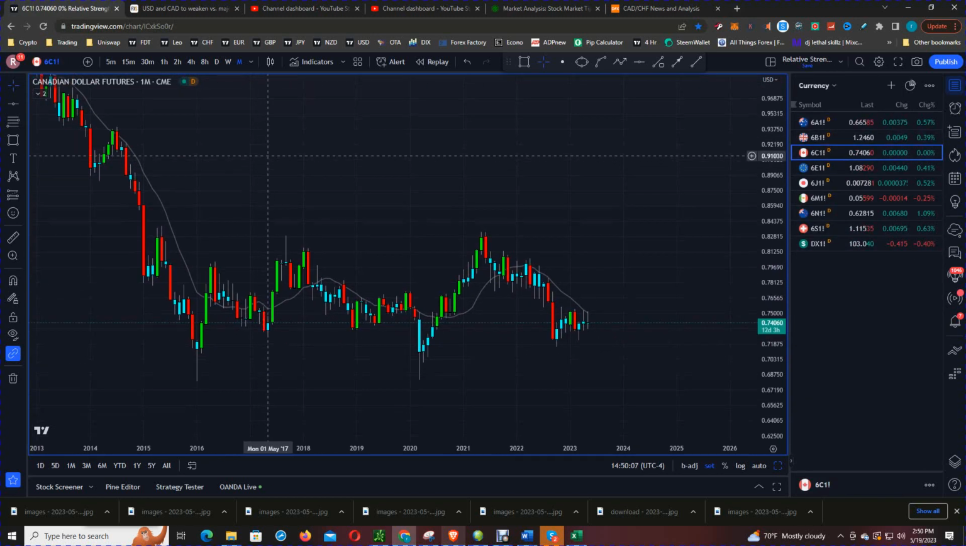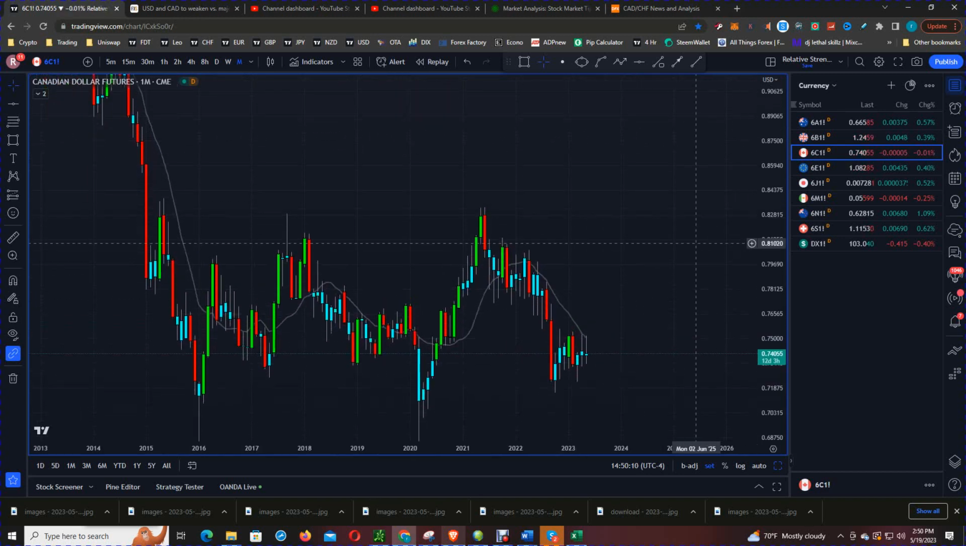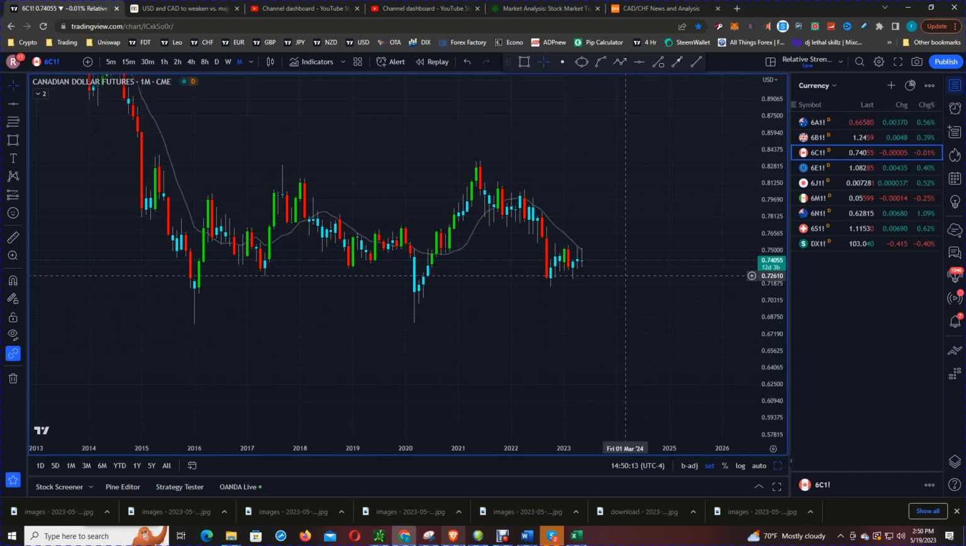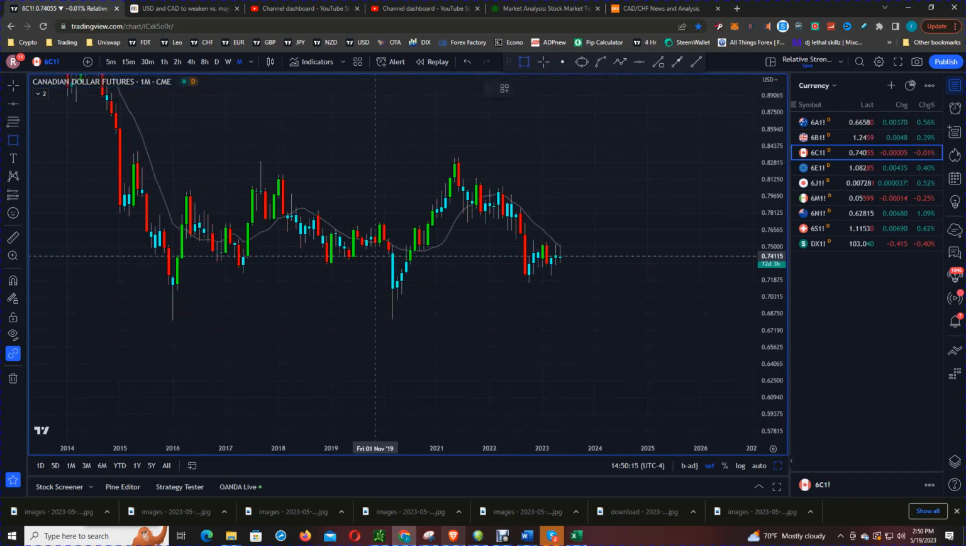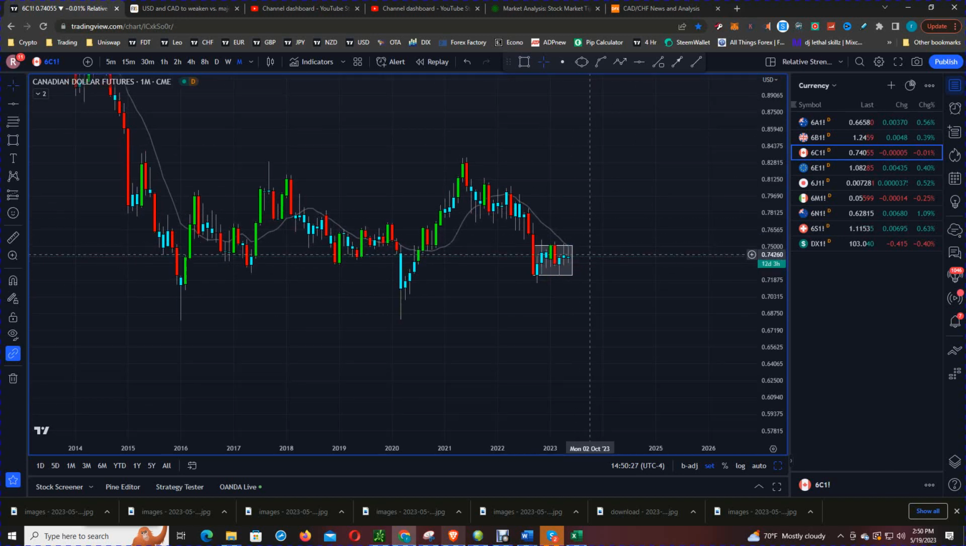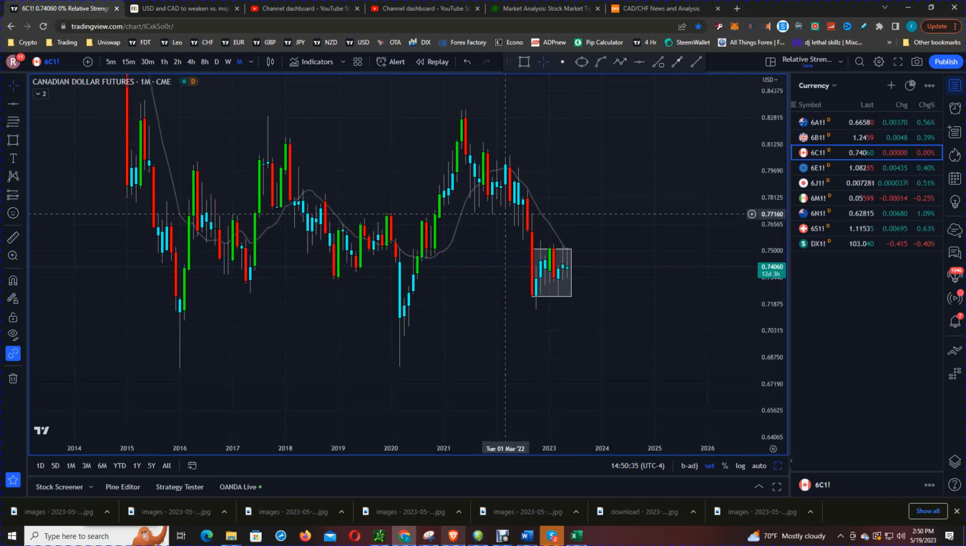All right, so this is the Canadian dollar on a monthly chart. And you can kind of see that it's been sideways since September of last year. So it's on the verge of breaking out. There are some sellers here at this level. We'll go down to the weekly chart just to see what that looks like.